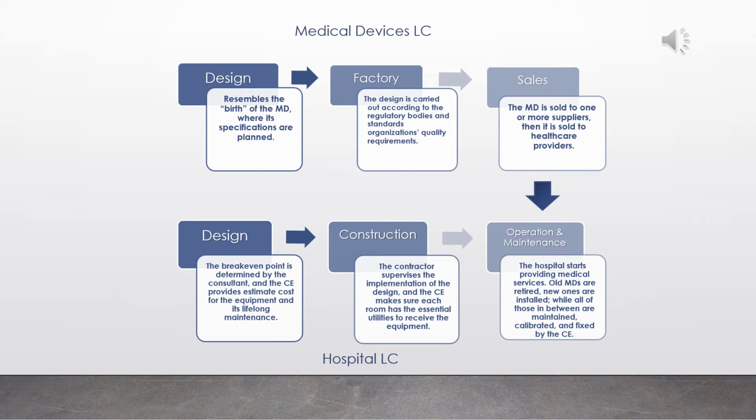This slide shows a block diagram merging the life cycle of both the medical devices and the hospital. We'll start by describing the medical device's life cycle. The first phase is the design phase, which resembles the birth of the medical device, where all of its specifications are planned. Then comes the factory phase, where the design is carried out according to the regulatory bodies such as FDA and CE, and standards organizations such as IEC and ASTM quality requirements.